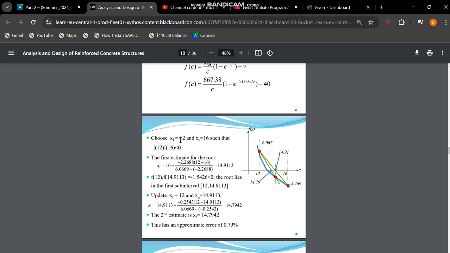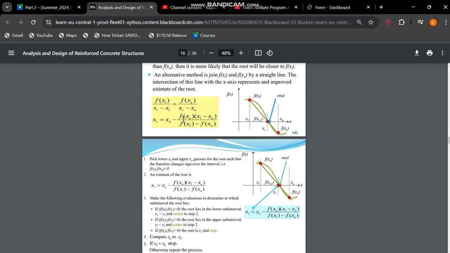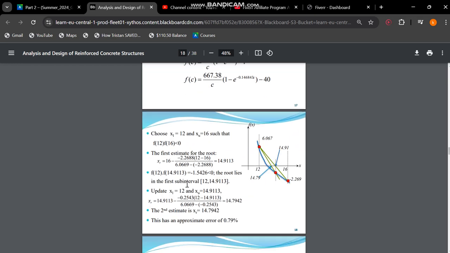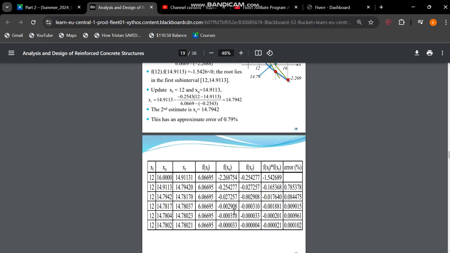So similar thing, 12, 16. Remember the first iteration for bisection, we got 14. The first iteration over here we got 14.9113. Which one's better? Obviously this, right? This is better because in the first iteration it's giving a better estimate because of the improved formula. So remember, it's the same procedure, just use this formula. You keep going up and down the interval, and you end up with 14.742, and this is the procedure.